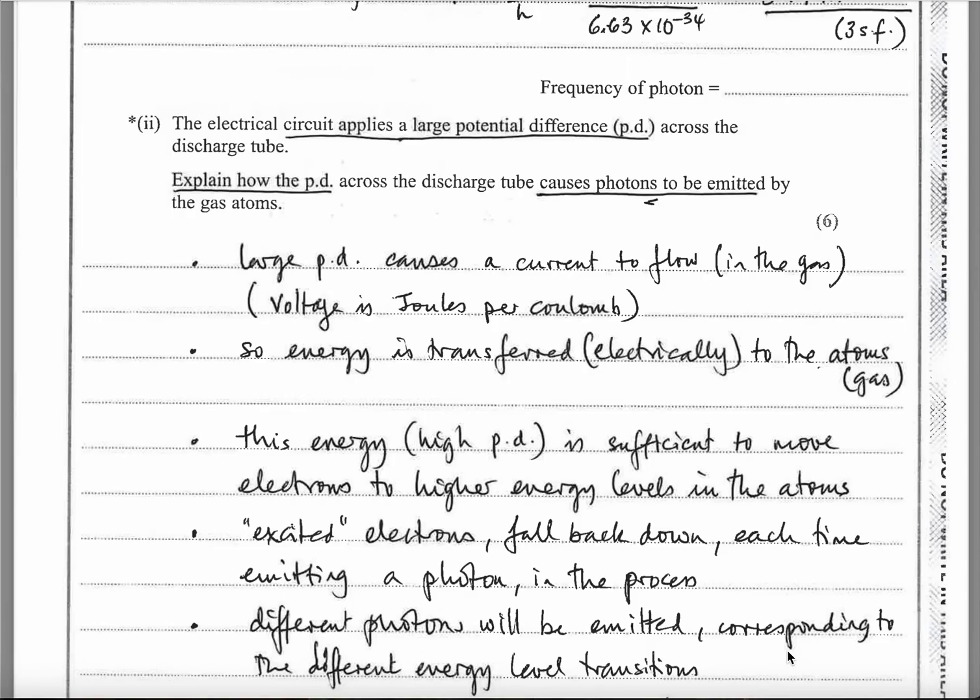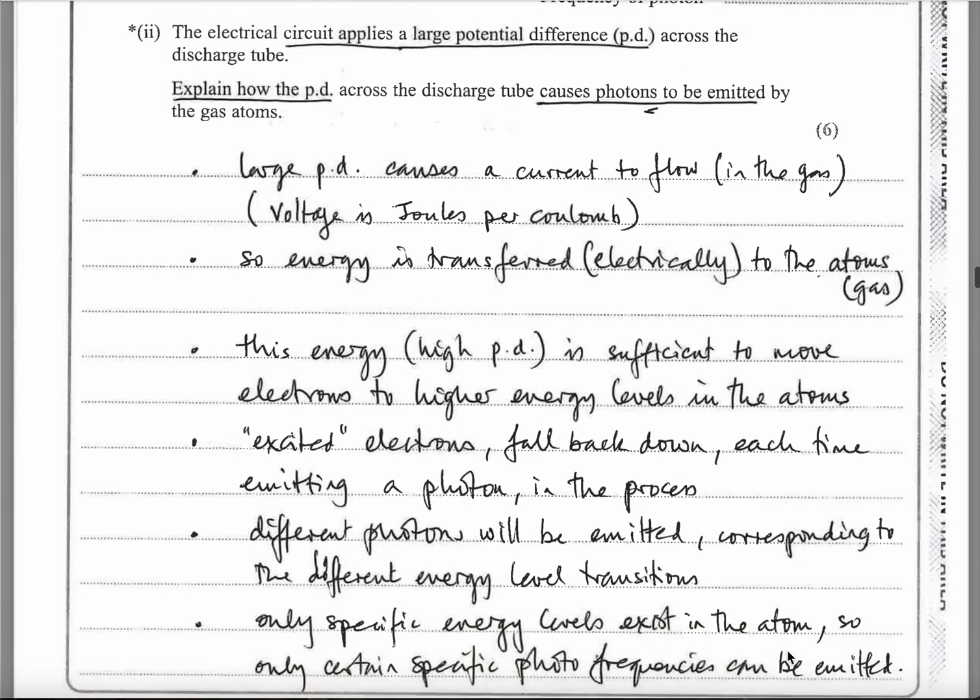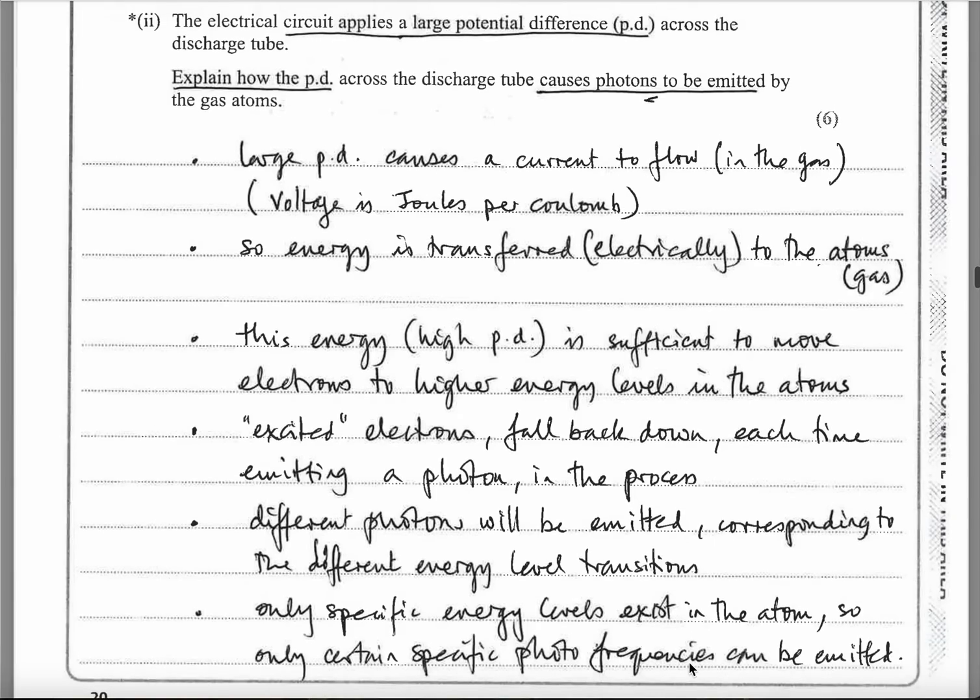Okay, and you could do this with mercury, and you'll get different colors. Only specific energy levels exist in each atom, so only specific photon frequencies can be emitted, according to the energy transitions available. I hope that makes sense to you. If it doesn't, you need to go and revise the energy levels in atoms topic.